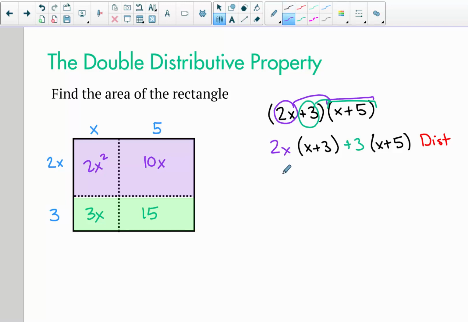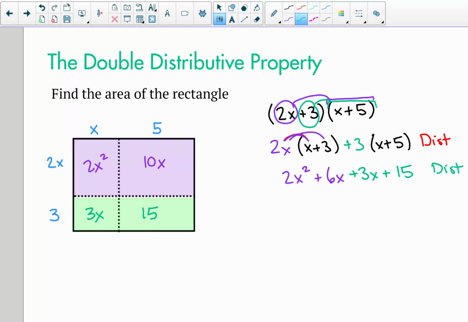So 2x times x, that distribution right there, is 2x squared, and then we'll do the same distributions. Let's go do that in purple. So 2x times 3 is plus 6x. Those little arcs are not necessary, but you might want to use them to help you. And then for the rest of this, that would be plus 3x, and then plus 3 times 5, which is 15. So essentially we are distributing for a second time.